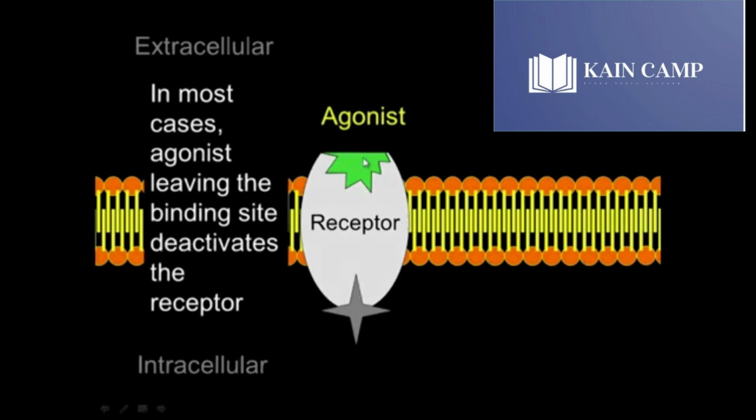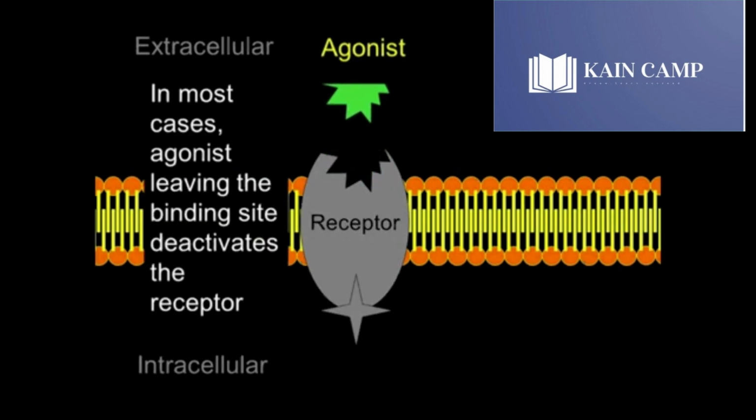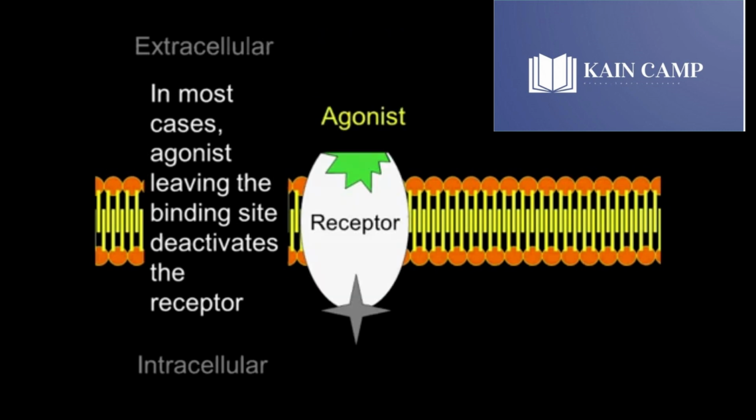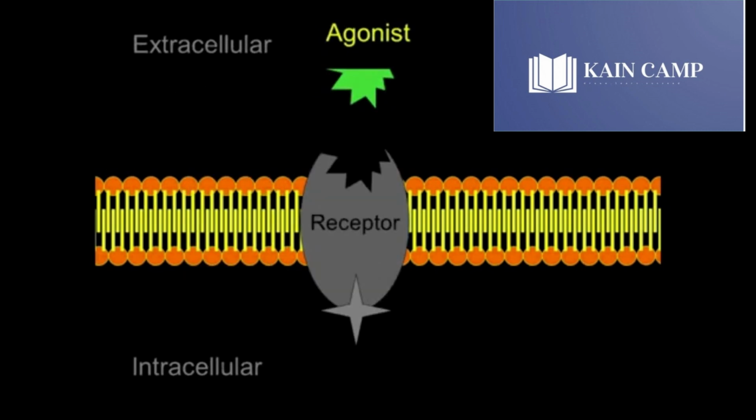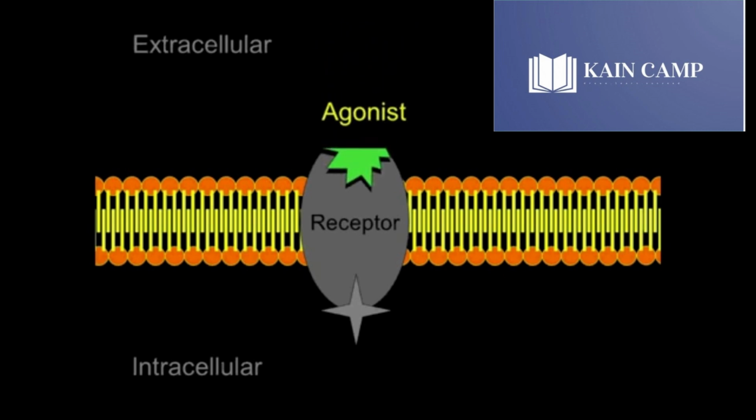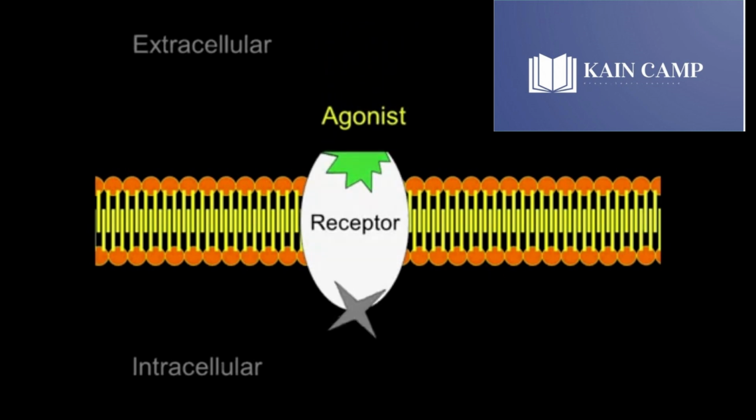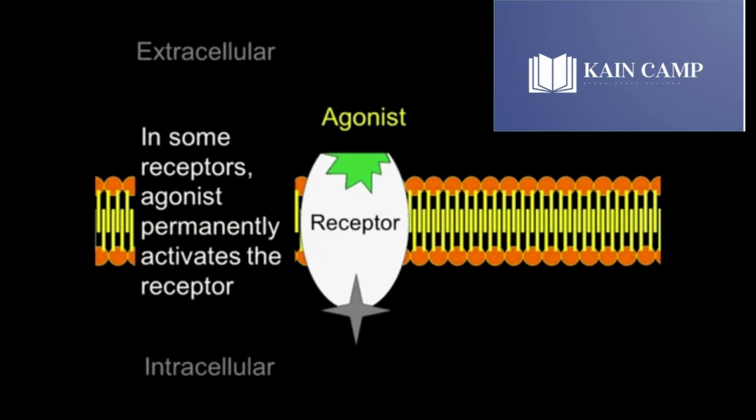When a drug binds with it, it causes some changes. In most cases, agonists leaving the binding site deactivate the receptor. So until the agonist is present, it will do work, and when it leaves, it stops working. But in some receptors, agonists permanently activate the receptor.